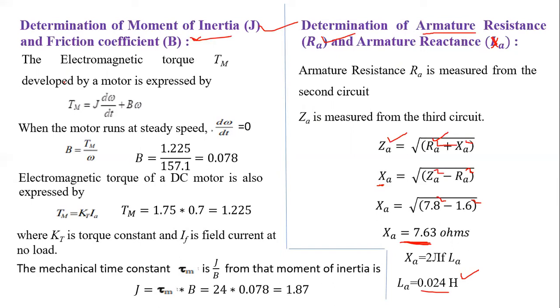How to find the moment of inertia J and friction B? So coming to the mechanical system, what is the main equation? Here we are having the J and B components.